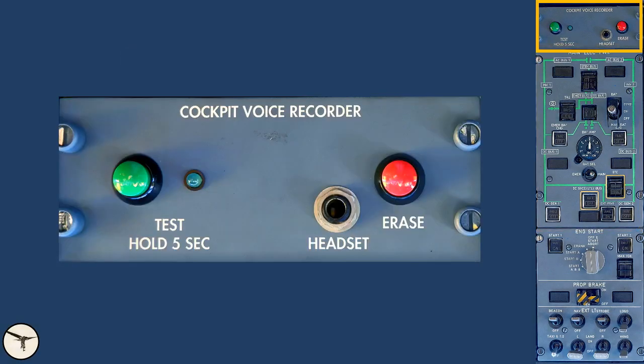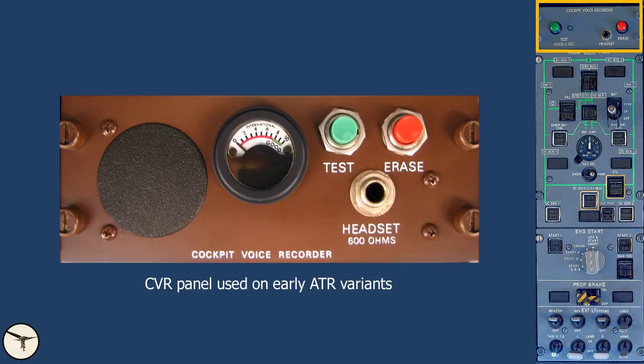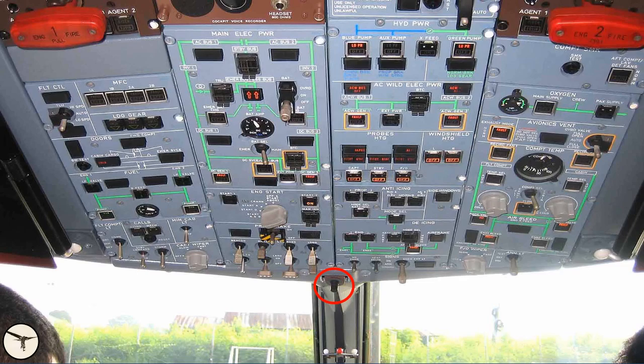Finally, we have the control panel for the CVR, cockpit voice recorder. The design of the panel depends on the ATR variant. This is the latest version as used in 600 variants. Just ahead of the overhead panel, there's a microphone that records all sounds in the cockpit to the CVR.